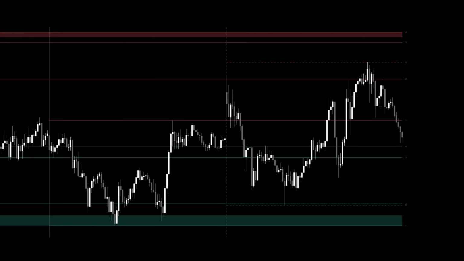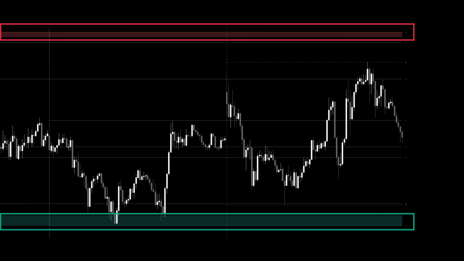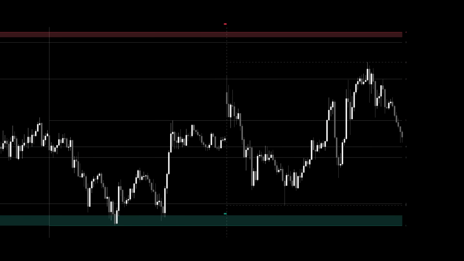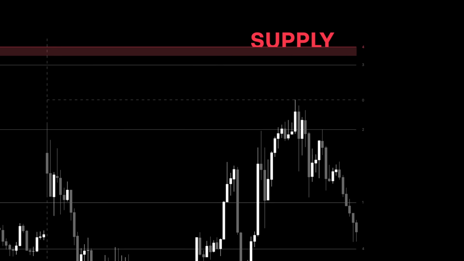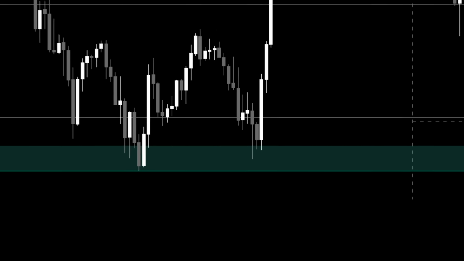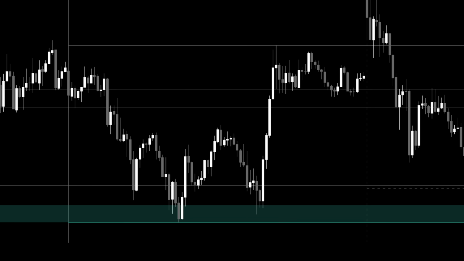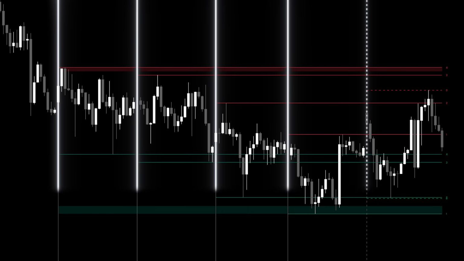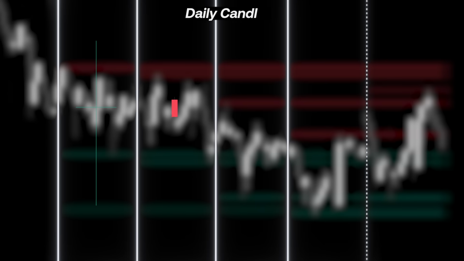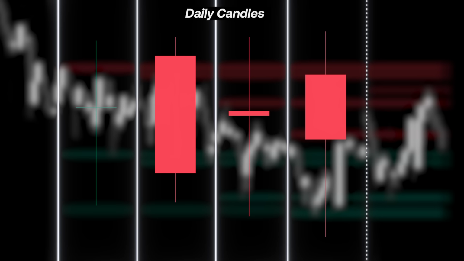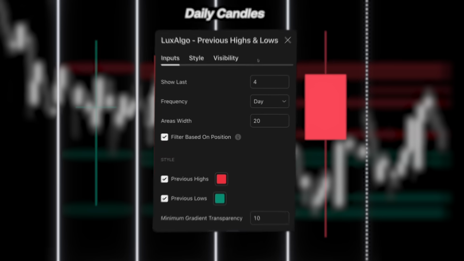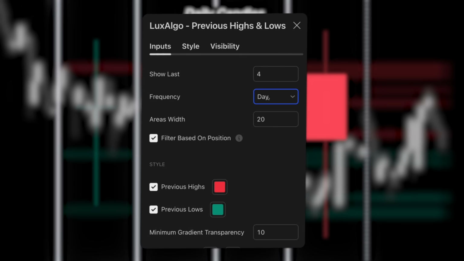You'll also notice something different at the extremes. The highest high and lowest low are marked with shaded areas instead of just lines. This is intentional. These zones highlight potential major supply and demand levels, giving you a visual edge in spotting key decision points. You may also notice 4 vertical lines drawn on the chart as well. These lines mark the start of each candle on the higher time frame being used to draw the levels. And if you're curious about what time frames these levels are pulled from, that's all adjustable in the settings.